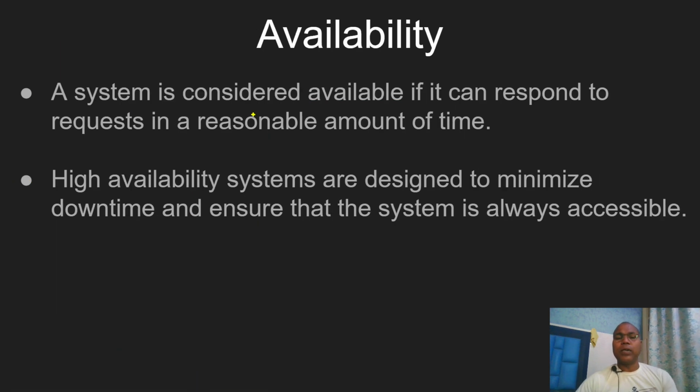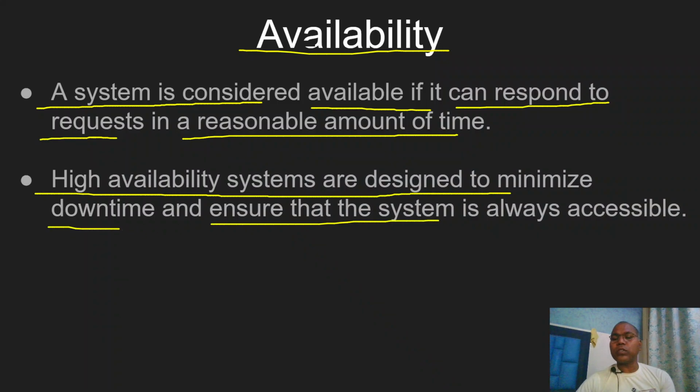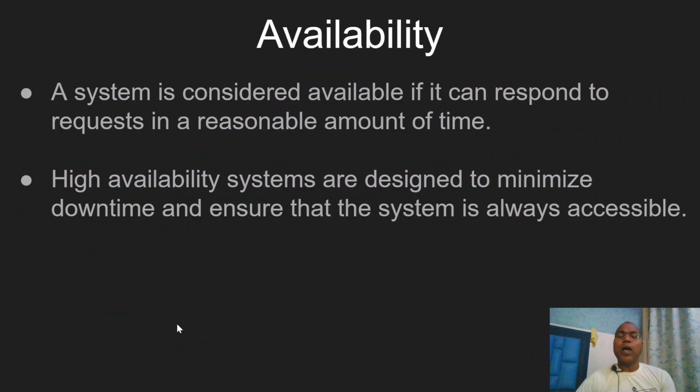Similarly, availability means your system is considered available if it responds to requests in a reasonable amount of time. High availability means systems are designed for minimum downtime, ensuring the system is always accessible. Whenever a request comes, your system is available to respond, but high availability means ensuring minimum downtime: if any fault or problem happens, our downtime is very low. This ensures that your system is highly available.